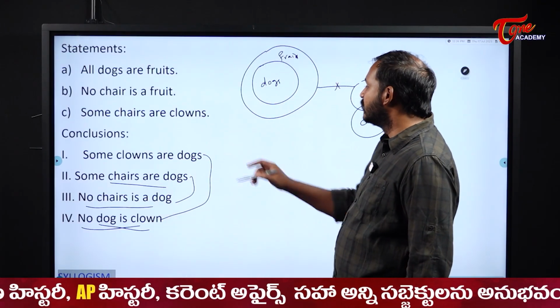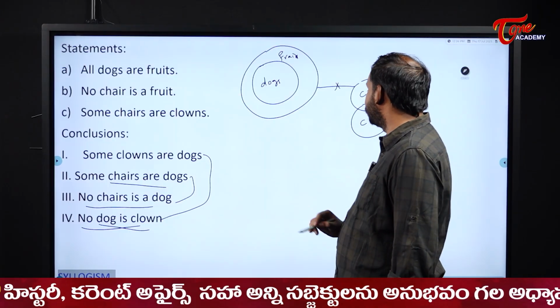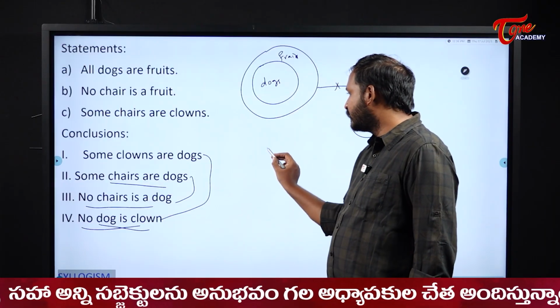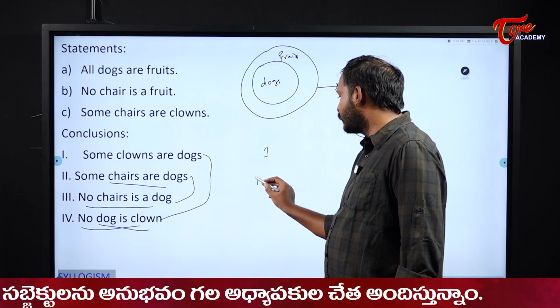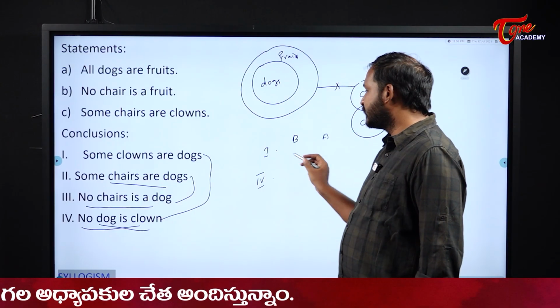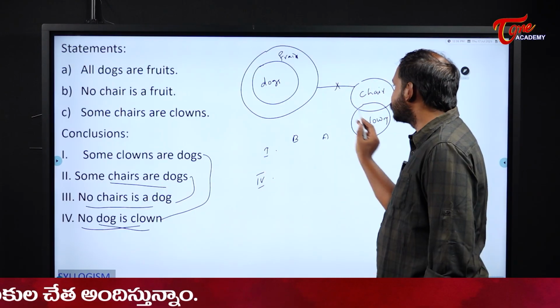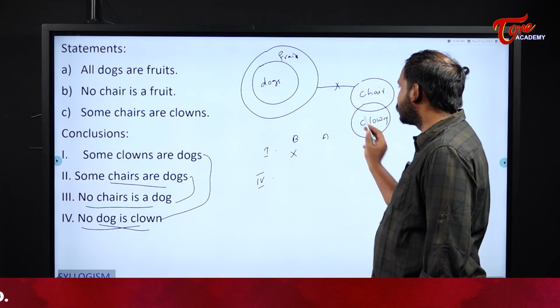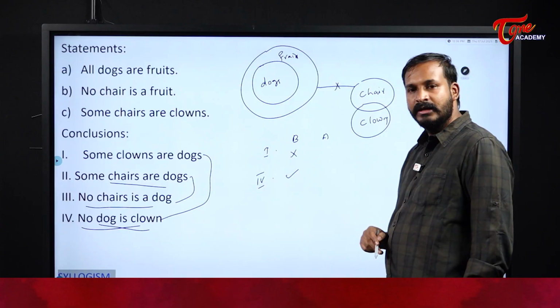Now see the first one, some clones are dogs. Is there any relation between clones and dogs? No. See, I am taking the first and fourth one together. Understood? Basic and alternate. In the basic diagram, please see, clones are dogs. Is there any relation between clones and dog? No, that is false. Now fourth one, no dog is clone. That is true.